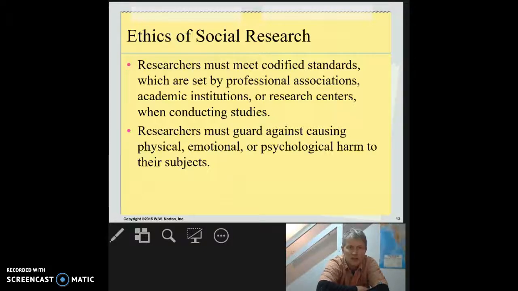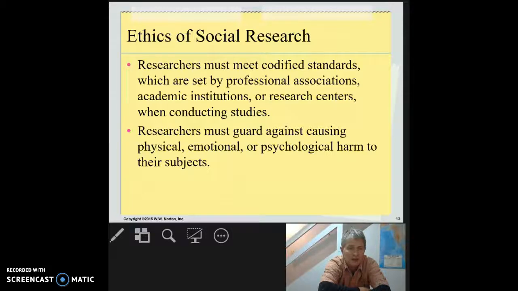Researchers must meet codified standards, which are set by professional associations, academic institutions, or research centers when conducting studies. And researchers must guard against causing physical, emotional, or psychological harm to their subjects. This is generally guaranteed by the IRB or something like it, the Institutional Review Board, which is provided by the university the professor is affiliated with. Generally speaking, I don't think that the universities really care about you. They're just trying to protect themselves.